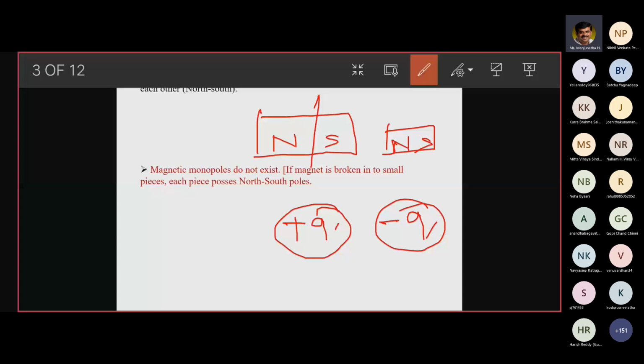So one thing you remember, in case of magnetism, magnetic monopoles do not exist.